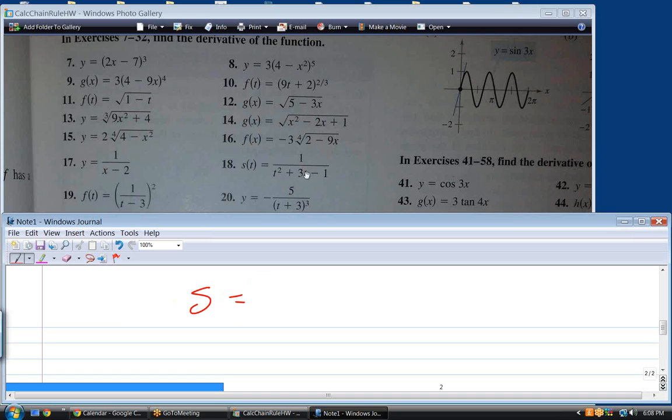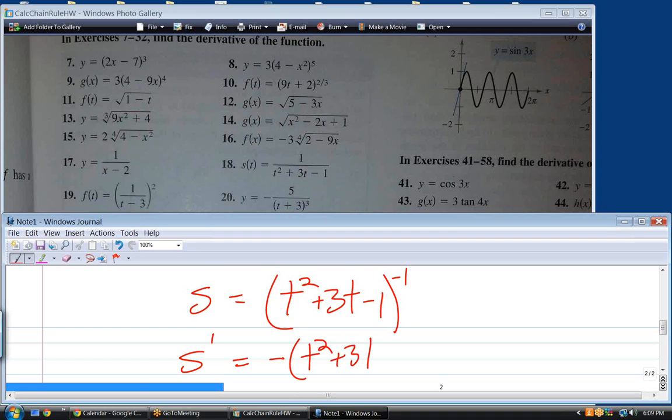What's the first thing I'm going to do here? Bring it to the top. Tell me how to write it. In parentheses, t squared plus 3t minus 1, and then outside the parentheses to the negative 1 power. Okay. Now what? Then find the derivative of the outside, so negative 1, then in parentheses t squared plus 3t minus 1, and then to the negative 2 power outside the parentheses. Then find the derivative of the inside, which is 2t plus 3. Okay.